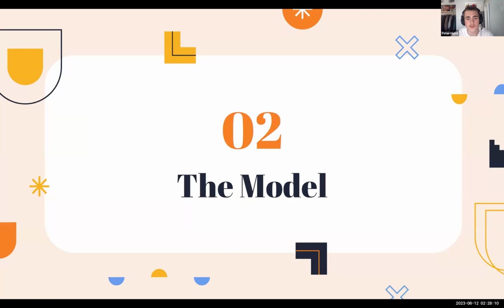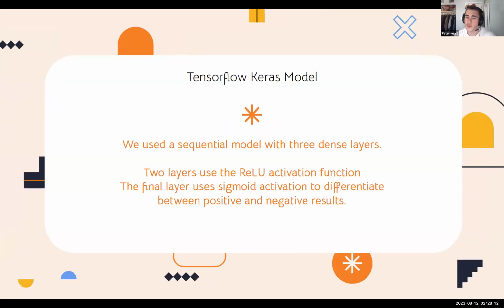This is the model we chose. So we went with a TensorFlow Keras model. We used a sequential model with 3 dense layers. 2 layers use the ReLU activation function. The final layer uses sigmoid activation to differentiate between positive and negative results.